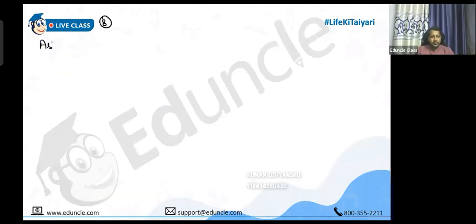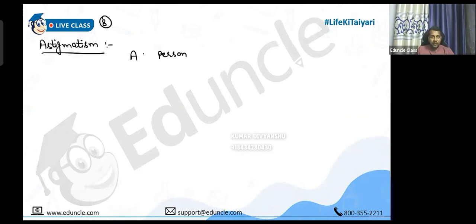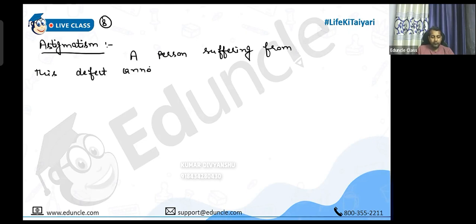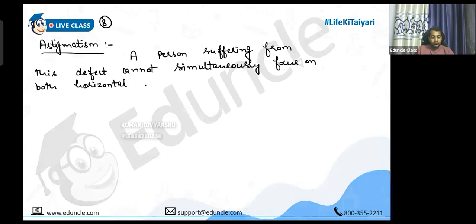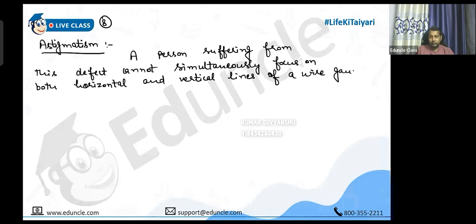Last one is astigmatism. In this kind of defect, the person cannot focus on horizontal and vertical lines simultaneously. Means those lines appear to be curved. The straight lines appear to be curved to a person who is suffering from this defect. Or you can write horizontal and vertical lines simply. As an example, we can take the wire gauge.